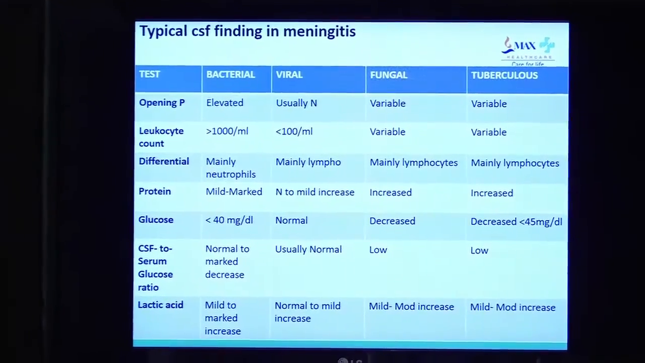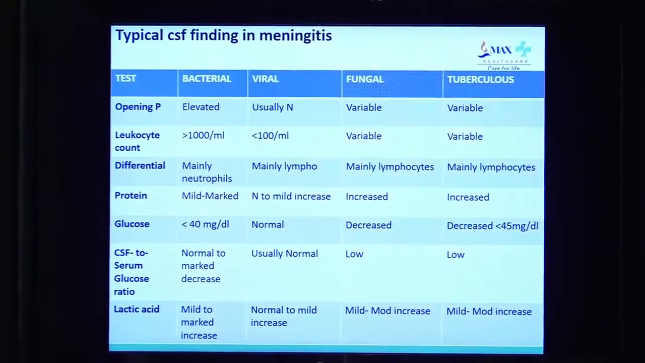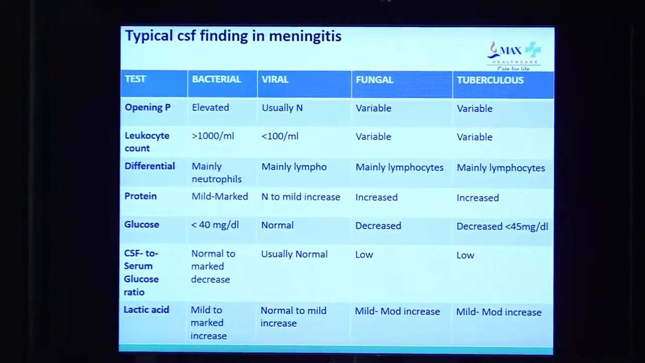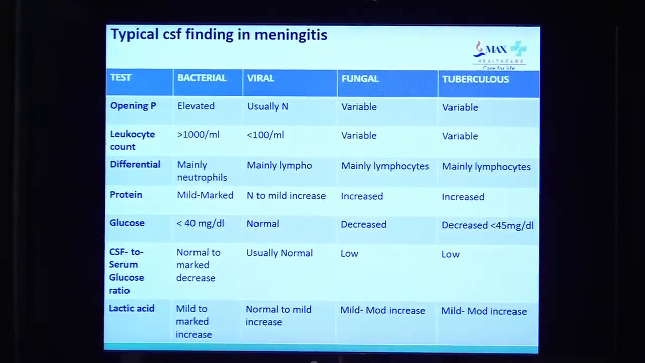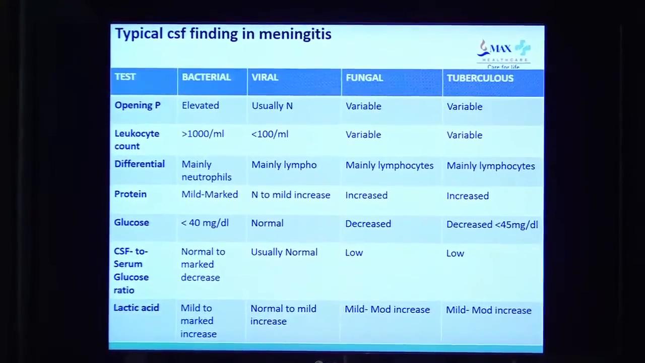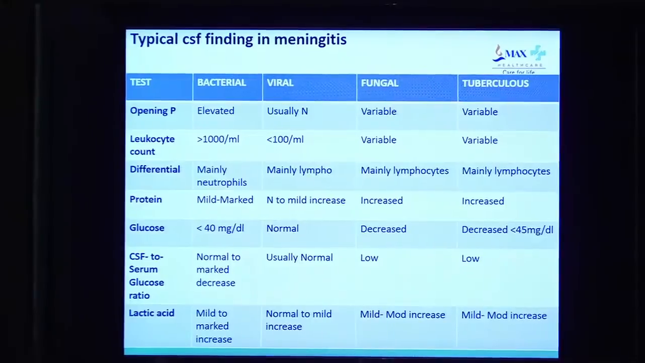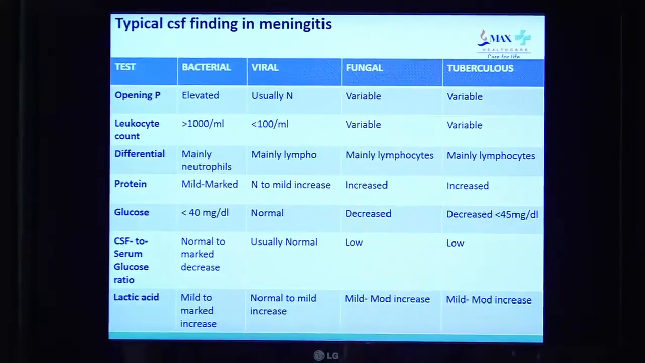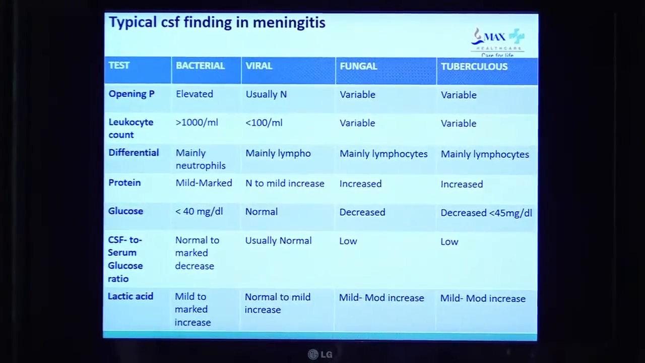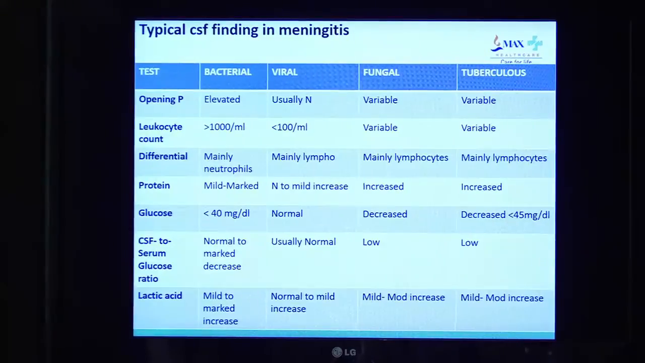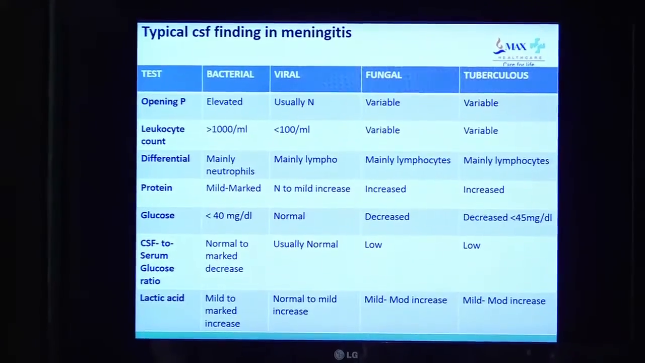These are the typical CSF findings of meningitis, mainly bacterial, viral, fungal, and tuberculosis, mainly the protein elevated, usually normal, variable, all differential proteins. But sometimes all these findings may be normal. You will get tubercular meningitis or viral meningitis. It's basically a typical pattern of biochemistry, but sometimes it varies. In a lot of viral encephalitis, everything is normal, even the MRI is also normal, but there will definitely be HSV1 positive.